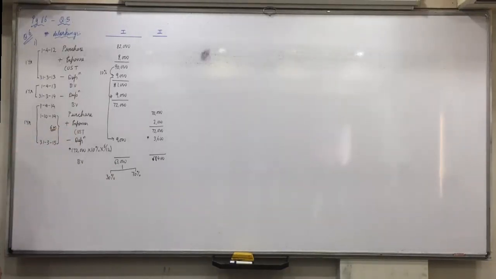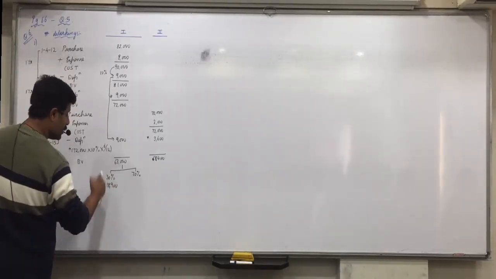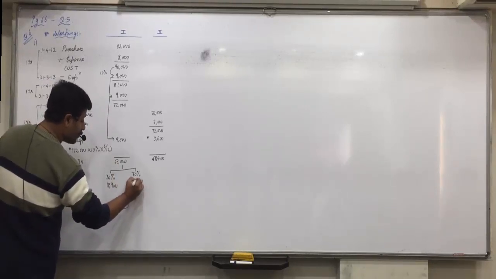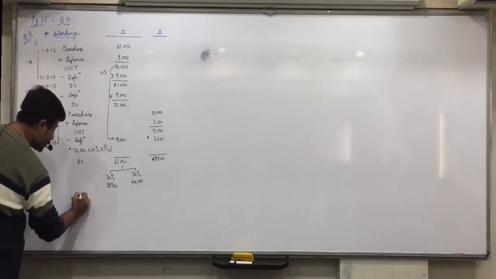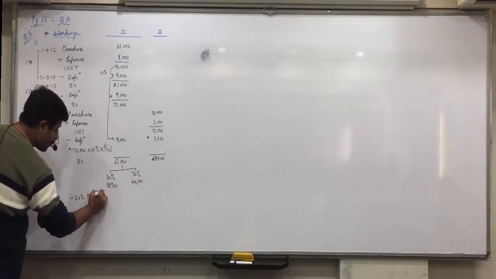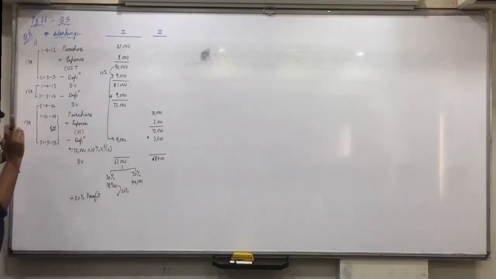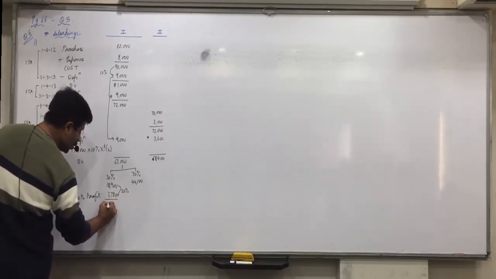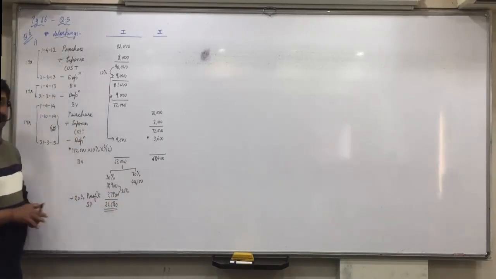63,000's 30% is 18,900 and 70% is 44,100. Now this 18,900, 30% machine is sold at 20% profit. So we will add 20% profit. 18,900 into 20% is 3,780. We'll add profit of 3,780. So 22,680 is the selling price.